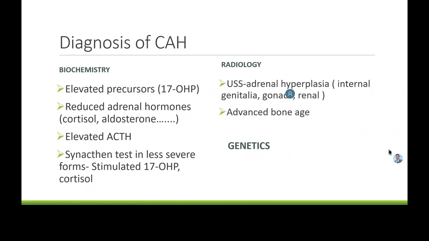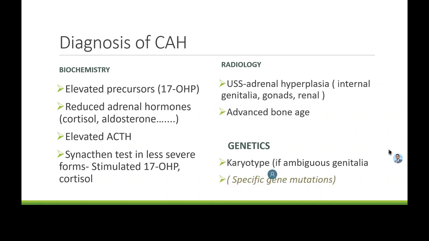Those things do occur in practice. And if you want, you can do the bone age, but it's not very helpful in a newborn. And genetics, again, if there is ambiguous genitalia, better to do a karyotype. And of course, specific gene mutation testing can be done, but it's very, very complex. It's not a straightforward test. There are hundreds of mutations which can lead to CAH. So it's not actually very useful except in a research background.